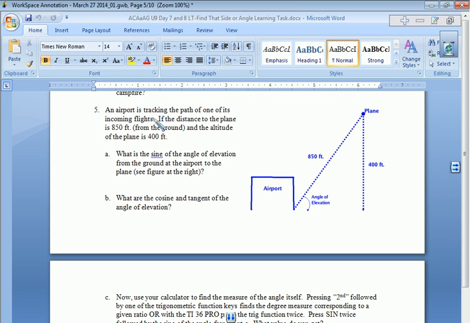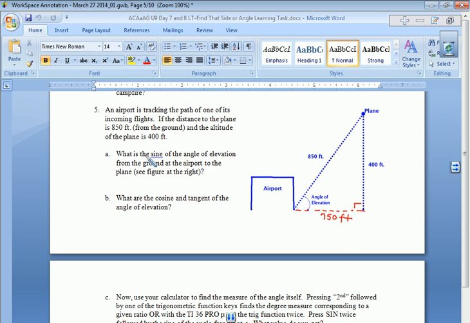Okay, the next question, number 5, is about an airplane. We know the distance from the plane to the airport. We know the distance the plane is flying above the ground. What is the distance on the ground from the airport to where directly below the plane? 750, and we could do that using Pythagorean theorem, correct?